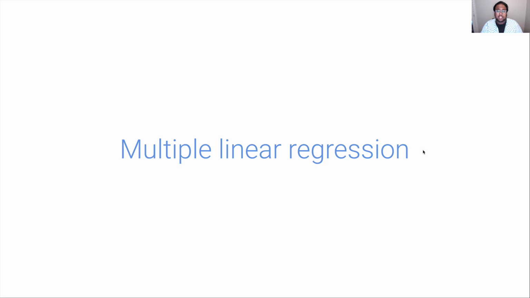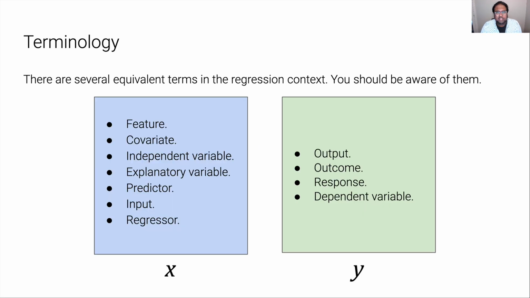Let's spice things up a bit. So far, we've been focusing on the simple linear regression model that only had one input variable, x. We will now start looking at models that allow us to utilize multiple input variables. But before we get there, there's some terminology that I wanted to establish.